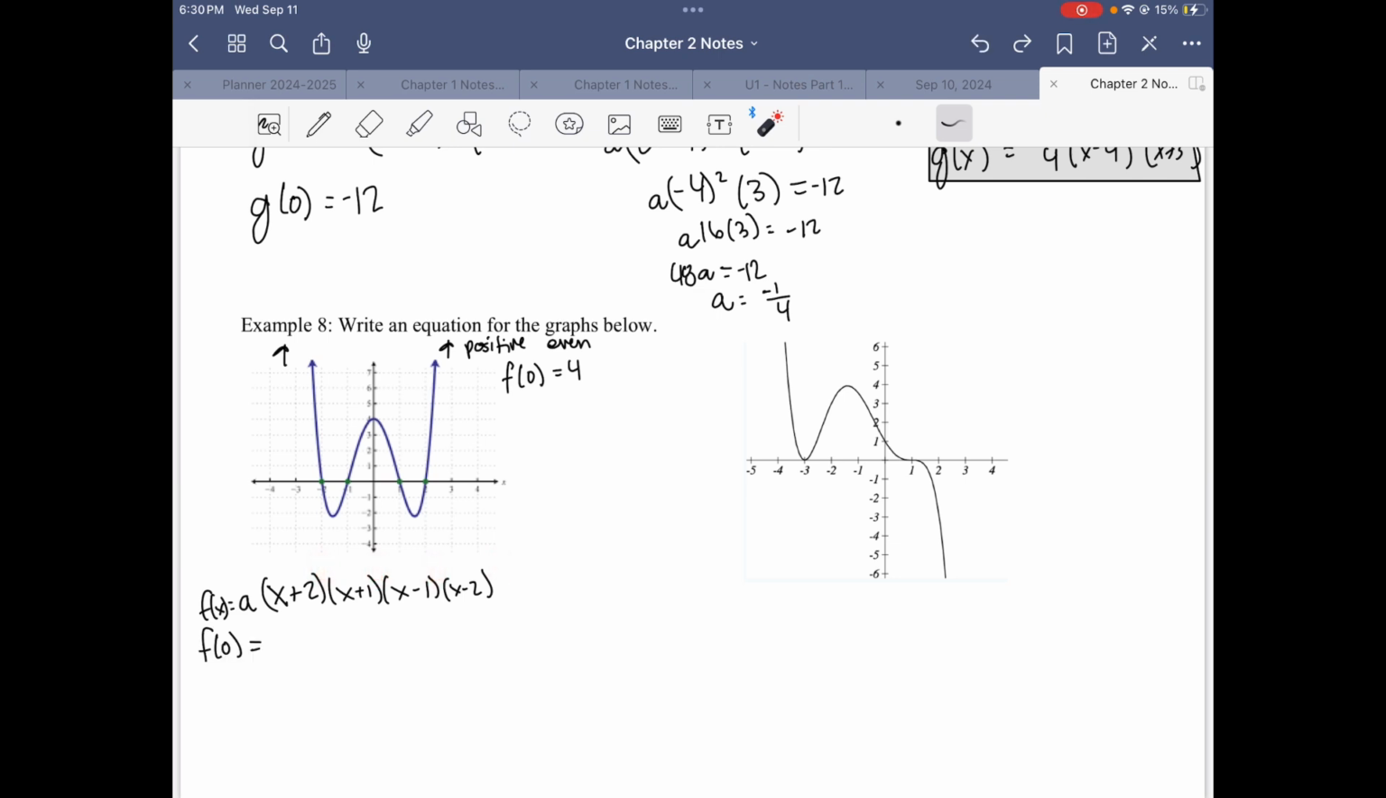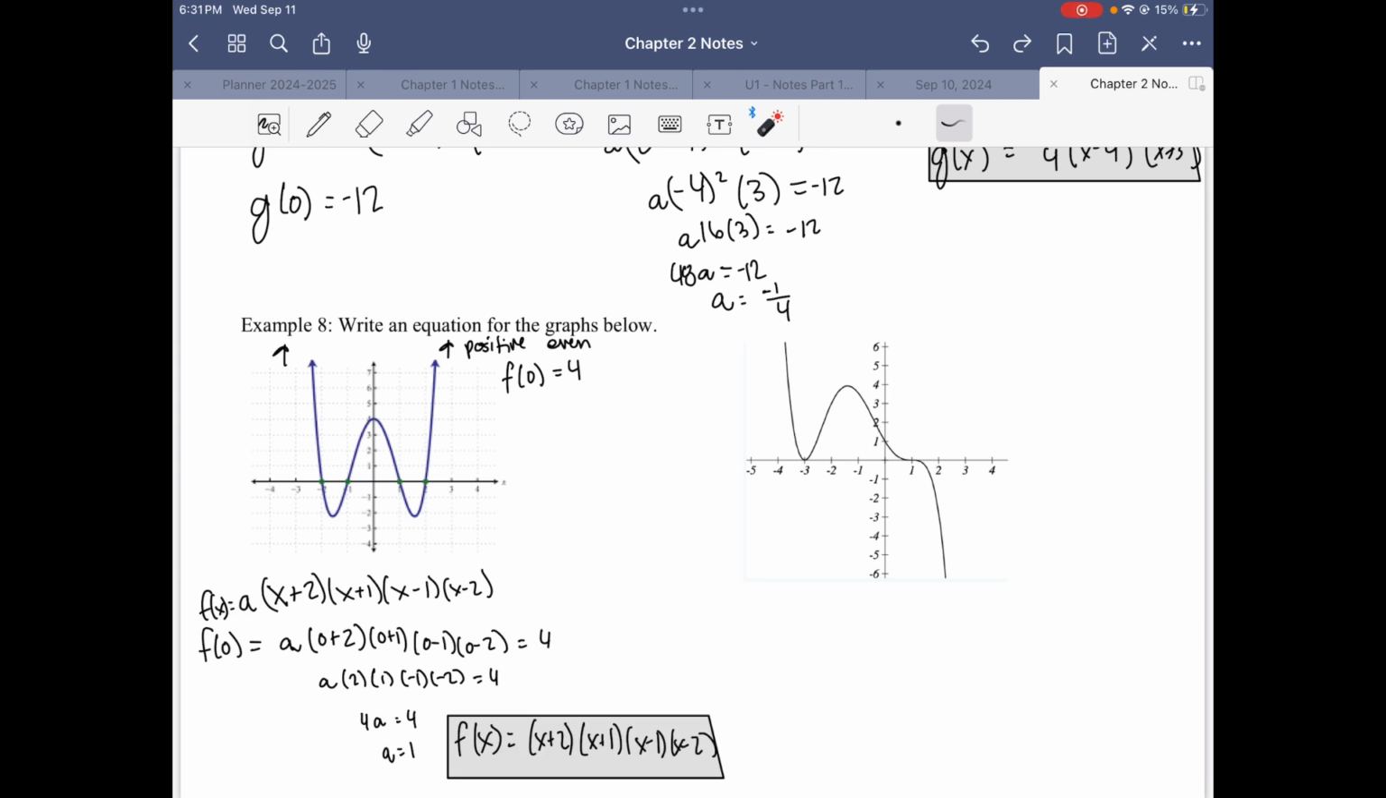So then we know that f of 0 has to equal 4, but we don't know our a. So we're going to go ahead and plug that 0 in and set it equal to 4 in order to find our a, or our leading term. So simplifying those down a little bit, we've got a times 2 times 1 times negative 1 times negative 2, which comes out to 4. So 4a has to equal 4. Well, then a is just 1, which means I don't actually need it, and I can just take my factors and go ahead and put them into that format.